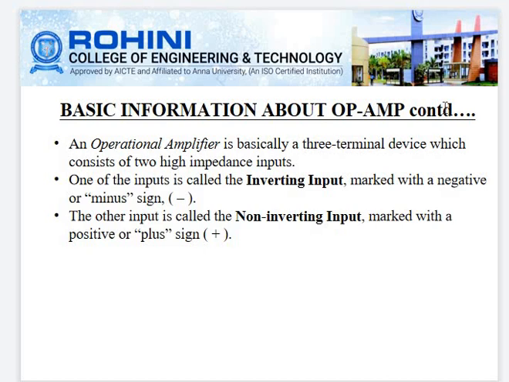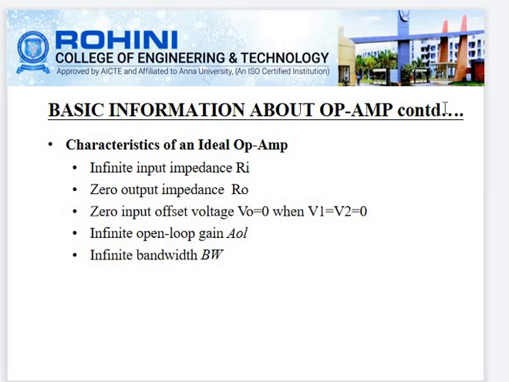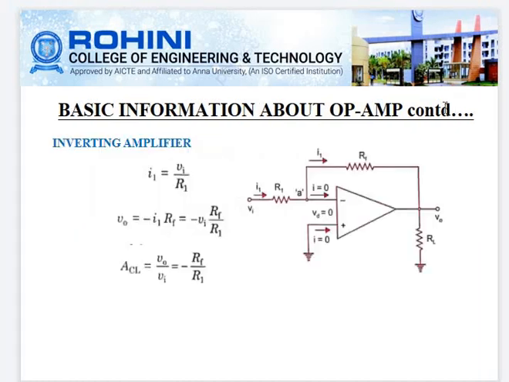An operational amplifier is basically a 3-terminal device which consists of 2 high impedance inputs. One of the inputs is called the inverting input, marked with a negative or minus sign. The other input is called the non-inverting input, marked with a positive or plus sign. Characteristics of an ideal op-amp: infinite input impedance Ri, zero output impedance R0, zero input offset voltage, V0 is 0 when V1 and V2 are equal to 0, infinite open loop gain AOL, and infinite bandwidth.